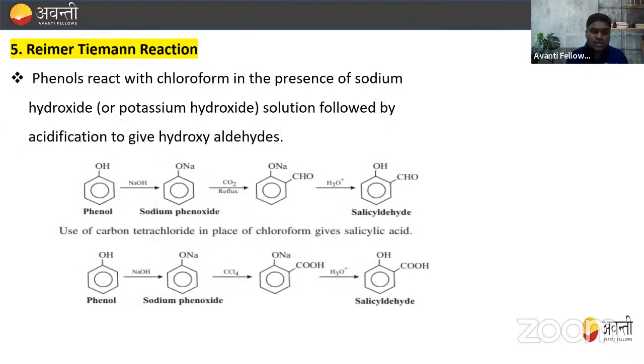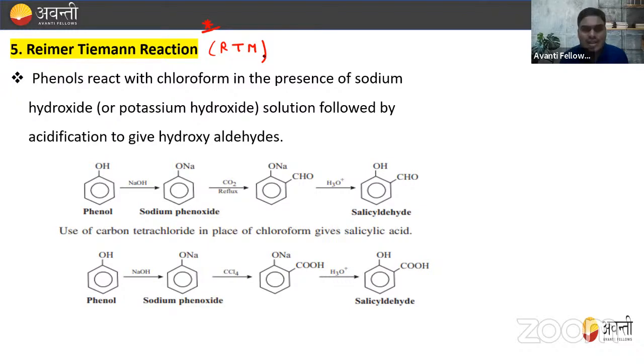Now, this is also a very, very good reaction, beta. That is RTM. This is one of the most important reactions of this chapter, phenol. This is a very important reaction, whether you're talking about your JEE, NEET, or even your CBSE examination point of view, this RTM reaction is very, very important. Generally, they are written as R, T, and M. So this is the RTM.